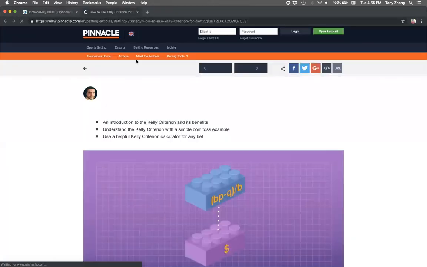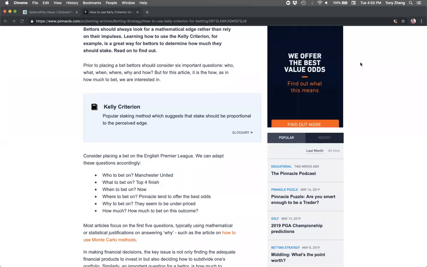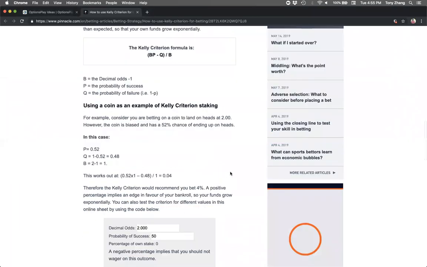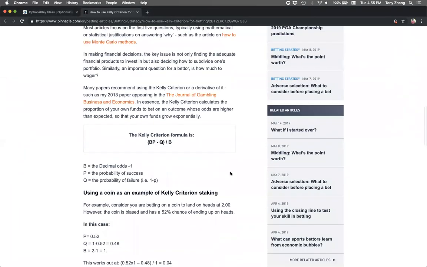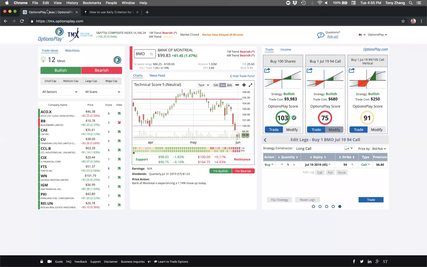And someone sent me a link on the Kelly criterion. I don't have enough time, in my opinion, to read this on the fly and provide an answer, so if you don't mind, I'll take a look at this. You can send me an email at info@optionsplay.com. I'll take a look at this when I have a chance and provide some thoughts. I unfortunately don't have enough time to do this live on this webinar.